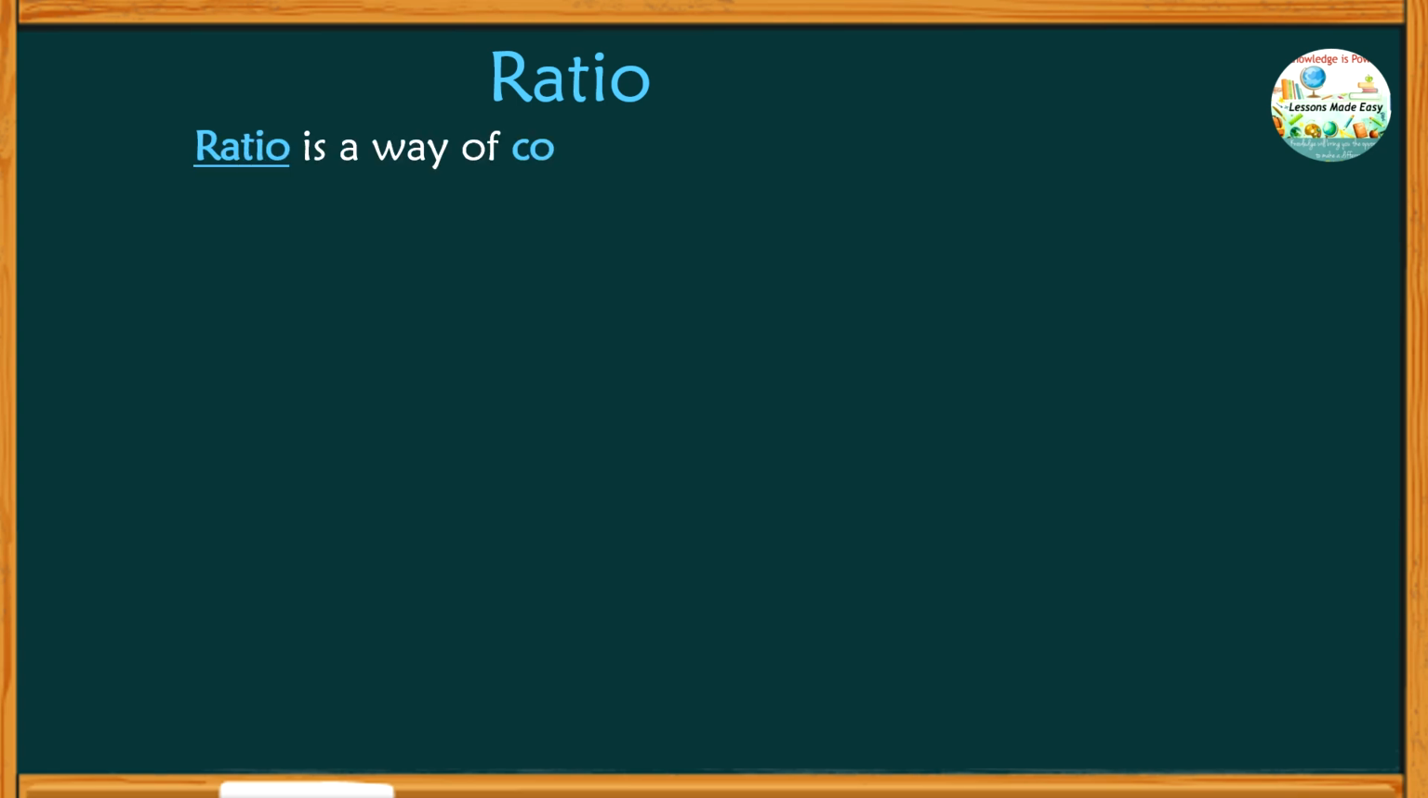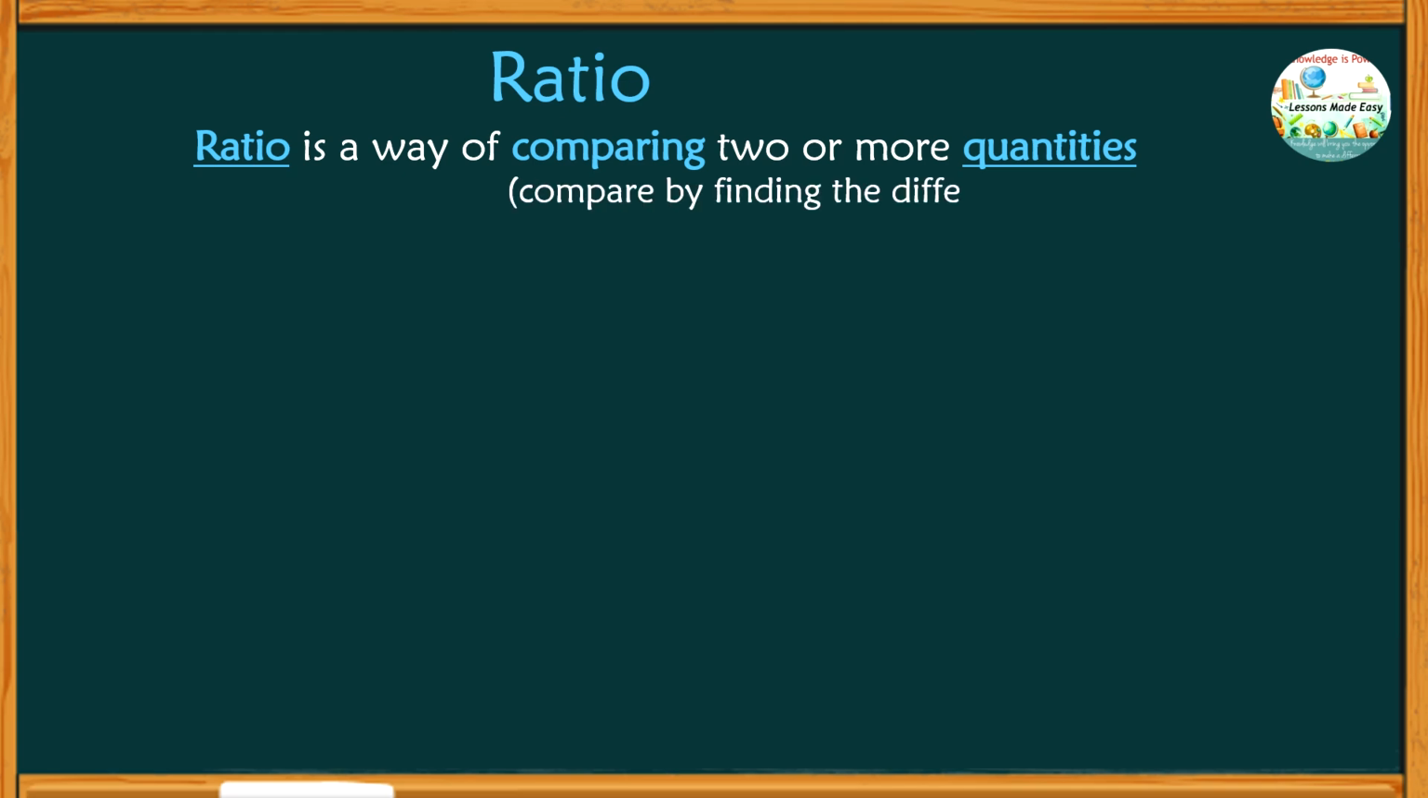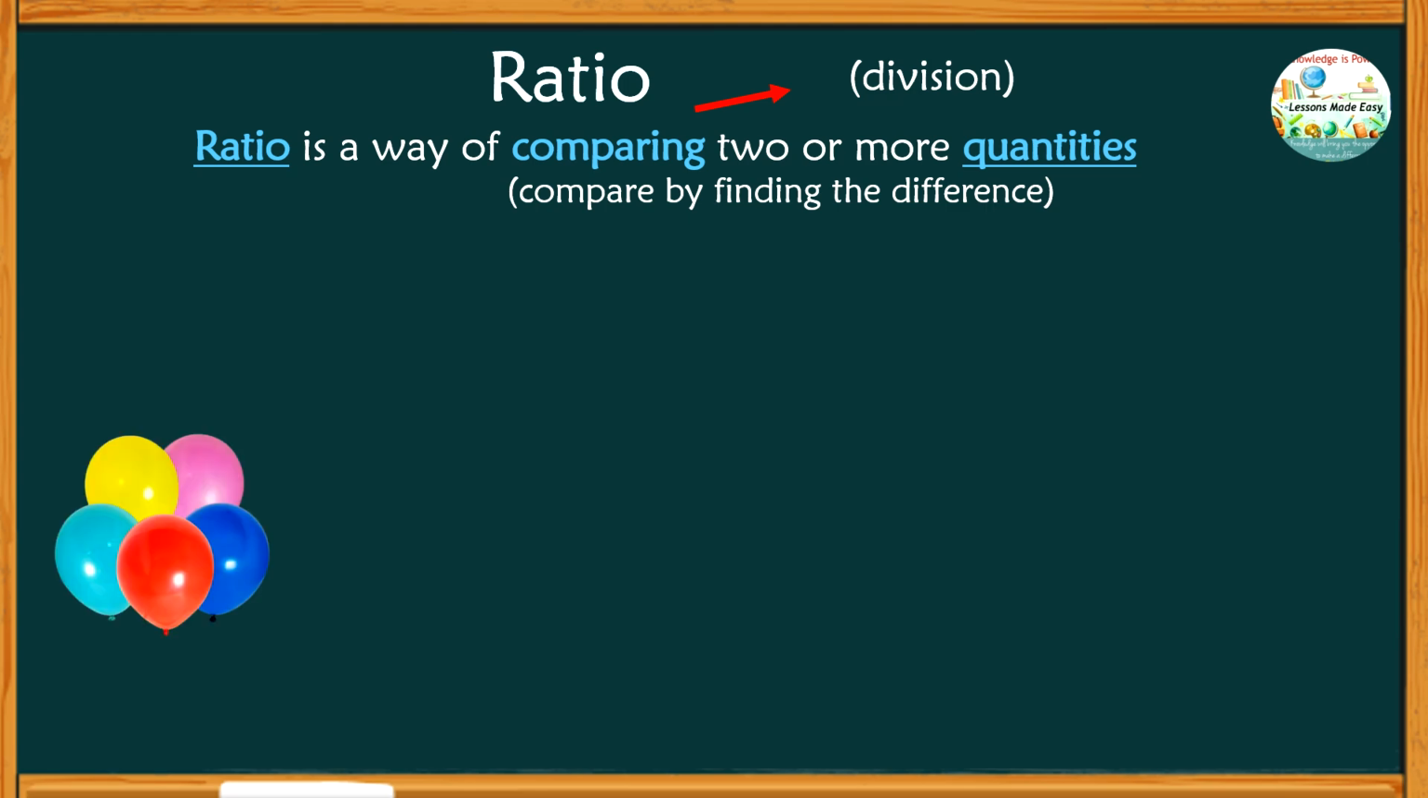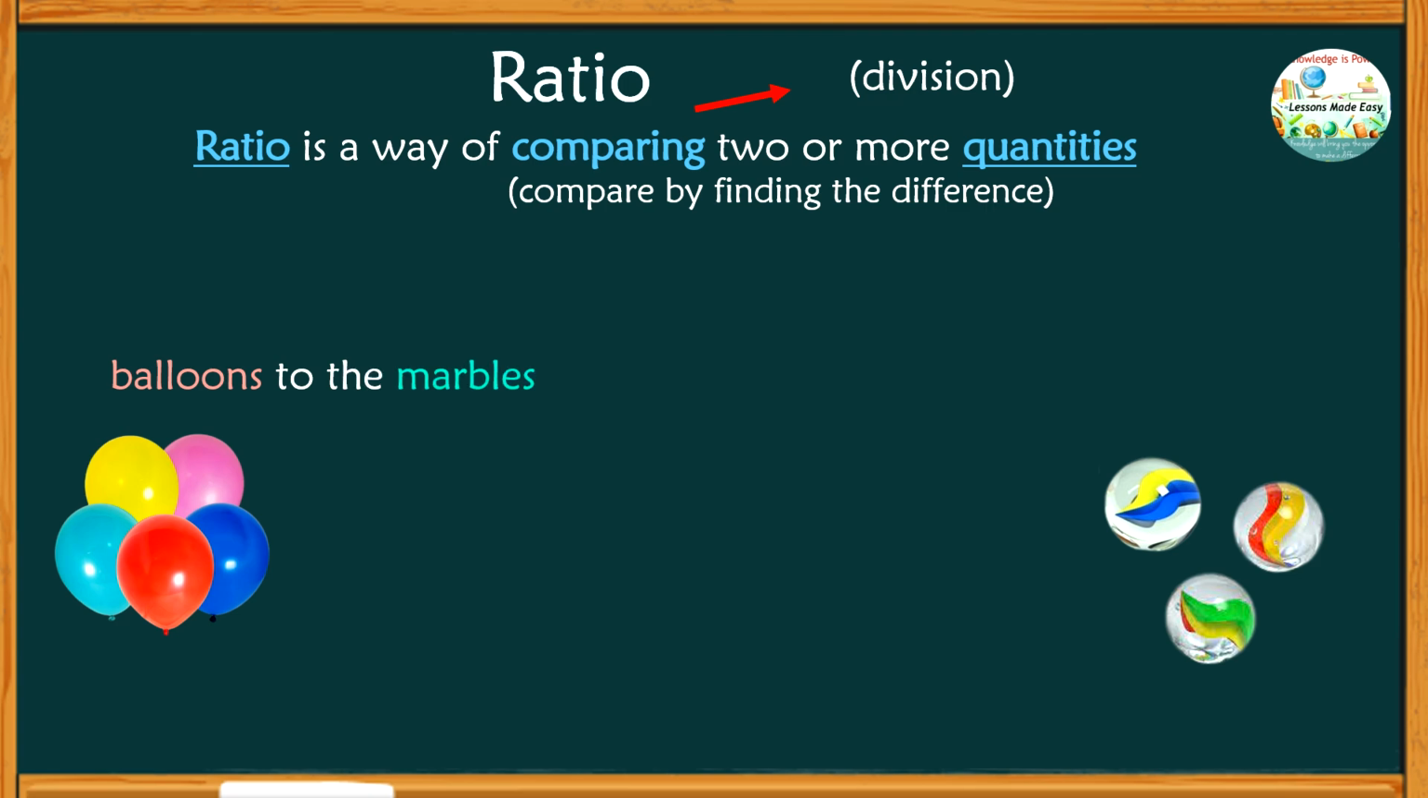Ratio is a way of comparing two or more quantities of the same type. We usually compare two quantities by finding the difference, but in some situations like finding the ratio, comparing by division is more suitable. For example, we have 5 balloons and 3 marbles. Find the ratio of the balloons to the marbles and the ratio of the marbles to the balloons.